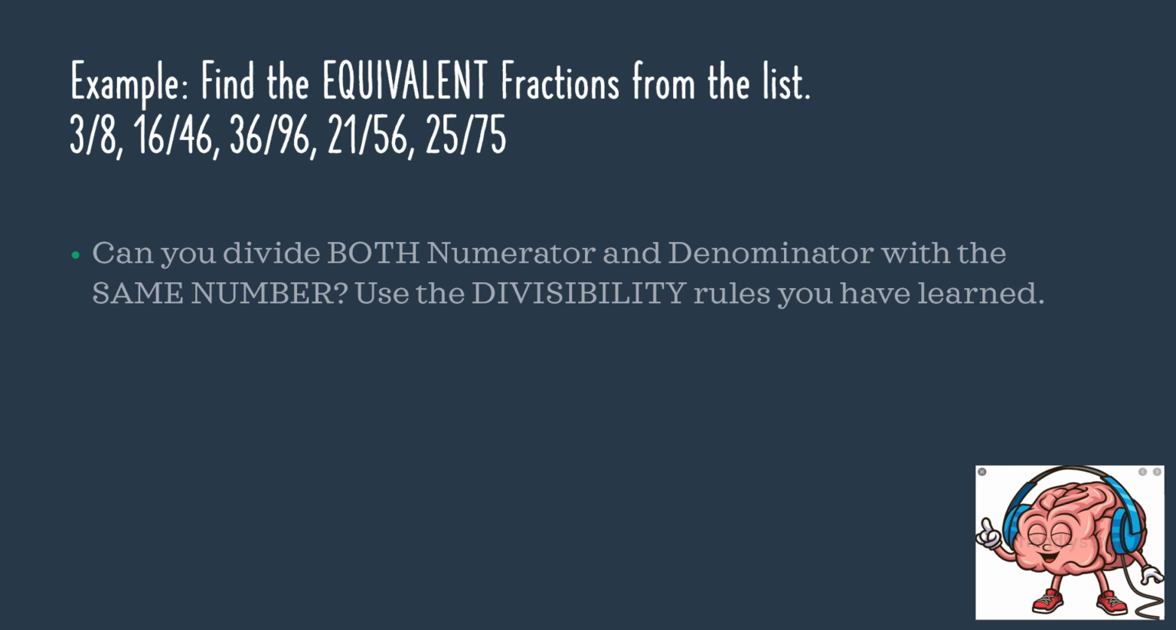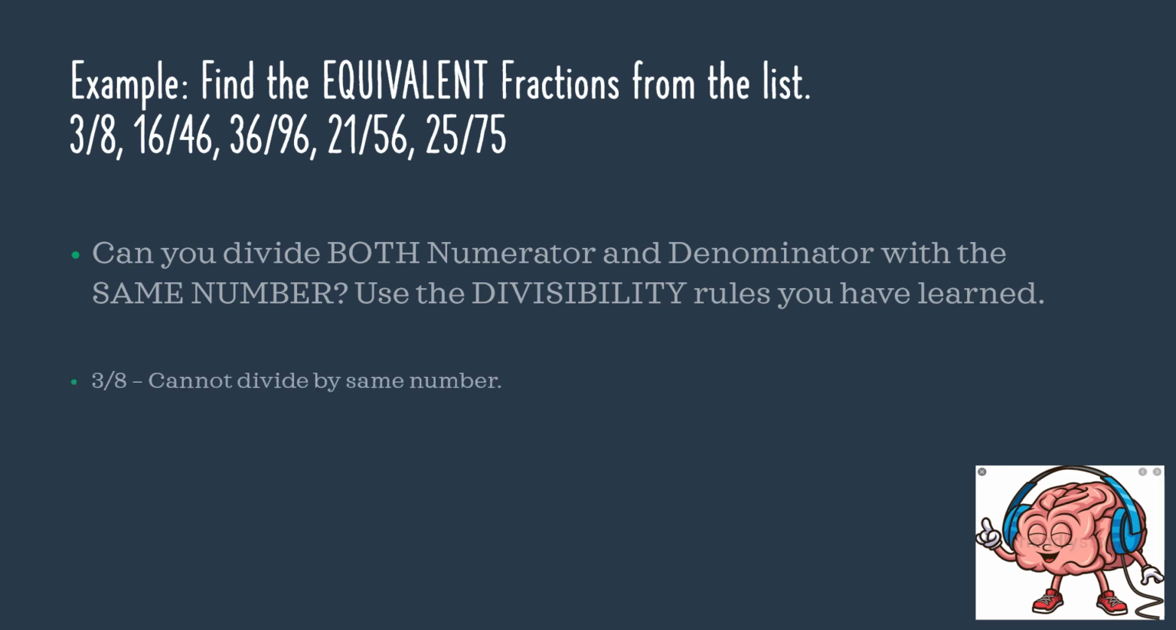Let us look at this example. Can you find the equivalent fractions from the list? The numbers we have got are 3 by 8, 16 by 46, 36 by 96, 21 by 56 and 25 by 75. We will follow the steps we just saw. First step. Can you divide both numerator and denominator by the same number? We will use the divisibility rules you have learned.